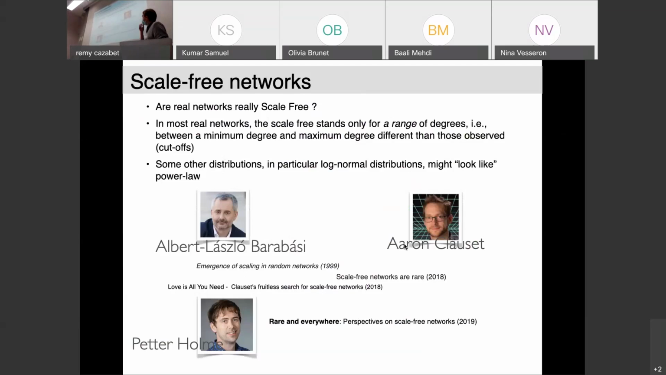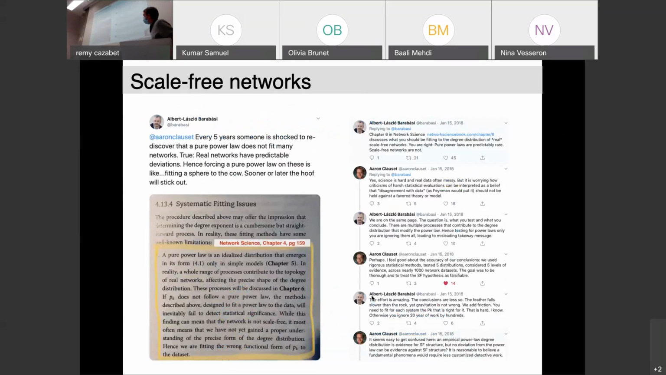On the contrary, you have, for instance, a famous researcher, a statistician, who wrote a paper in 2018 called Scale-Free Networks Are Rare. So obviously, he's defending the opposite opinion. And then you have another researcher, also quite famous, who wrote an article called Rare and Everywhere: Perspectives on Scale-Free Networks, trying to reconcile the two opinions. The clash actually happened on Twitter. So if you were following Barabasi and Clauset on Twitter, you could see this fight going on in 2018. So you see, if you know Twitter, you can see on what side I was at that time. But they were really discussing this when the paper of Clauset was released.